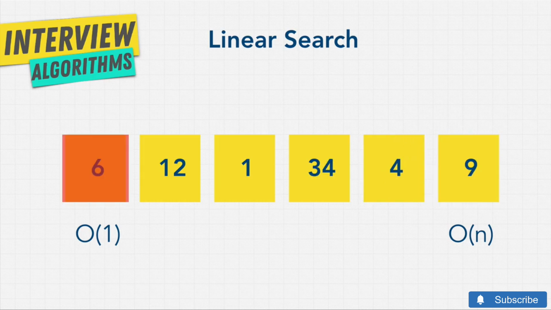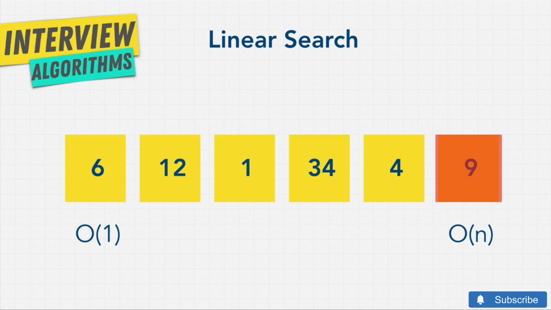In the best case scenario, we find what we're looking for in O of one time because it's at the very beginning of the list, such as if we're looking for 6 over here. However, in worst case, we have to go through the entire list if we're looking for 9 and check every single node. Or if we're looking for something that doesn't exist, we still have to check through every single item. And this type of searching is very familiar to us.